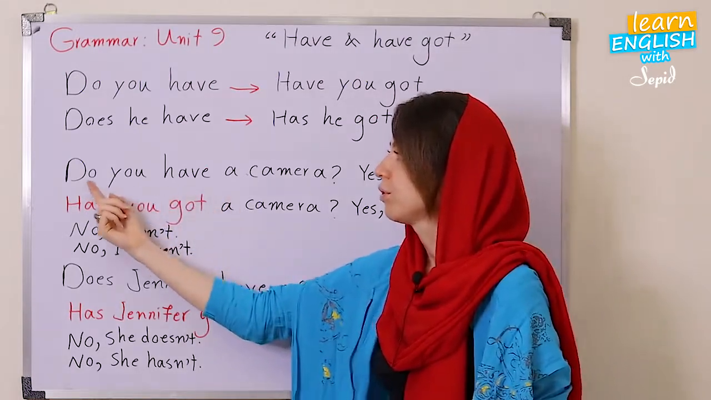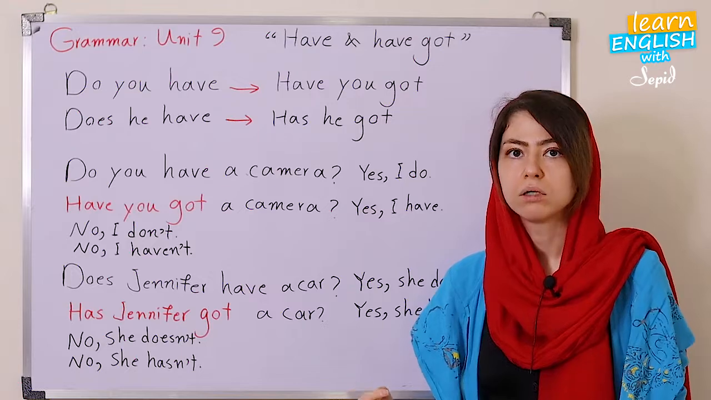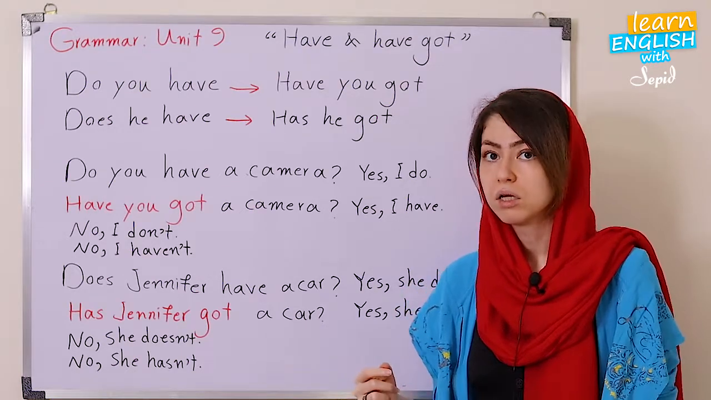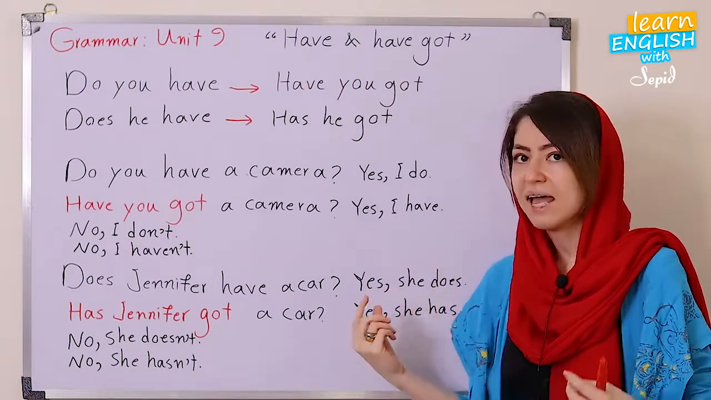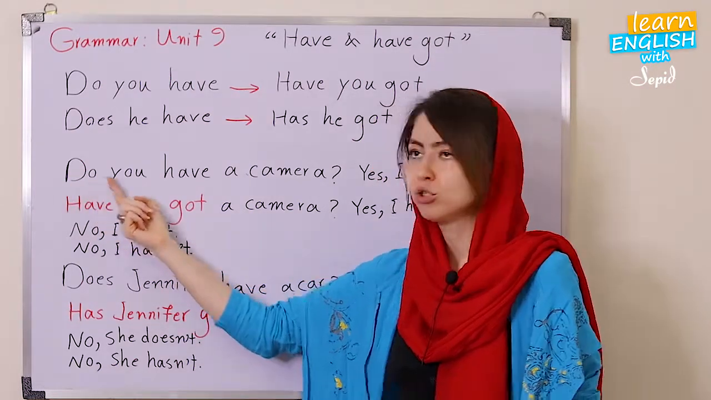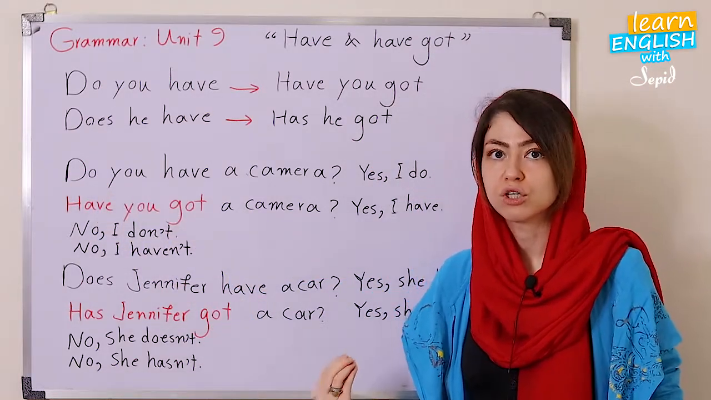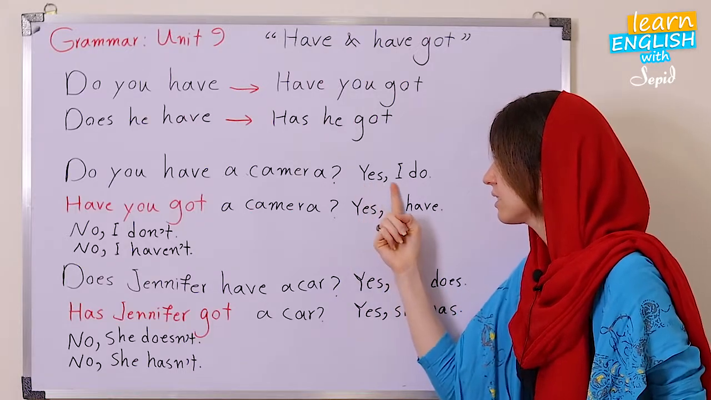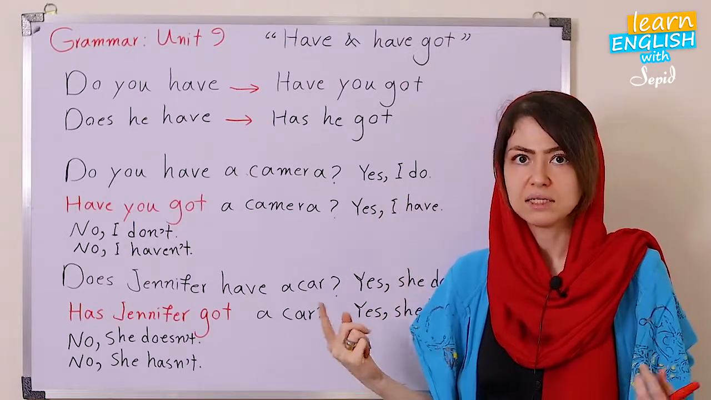The first example. Do you have a camera? So we can answer in a short form. Here our auxiliary is do. We should use do in order to answer this question. Yes, I do.